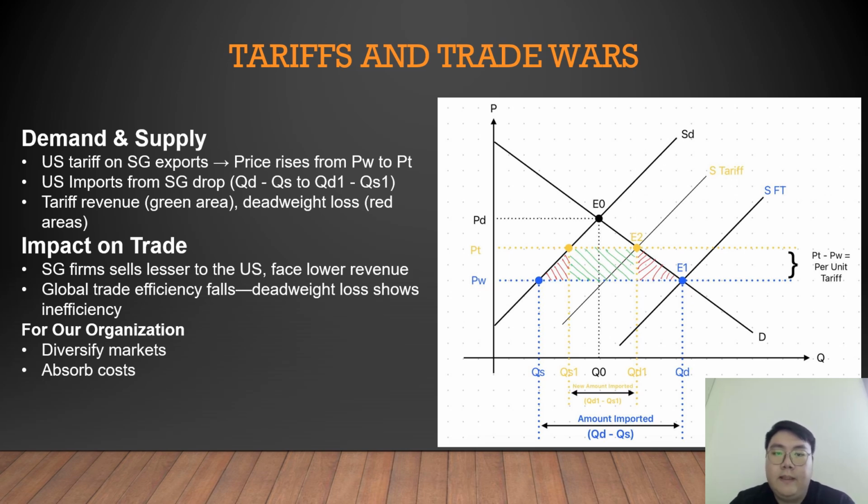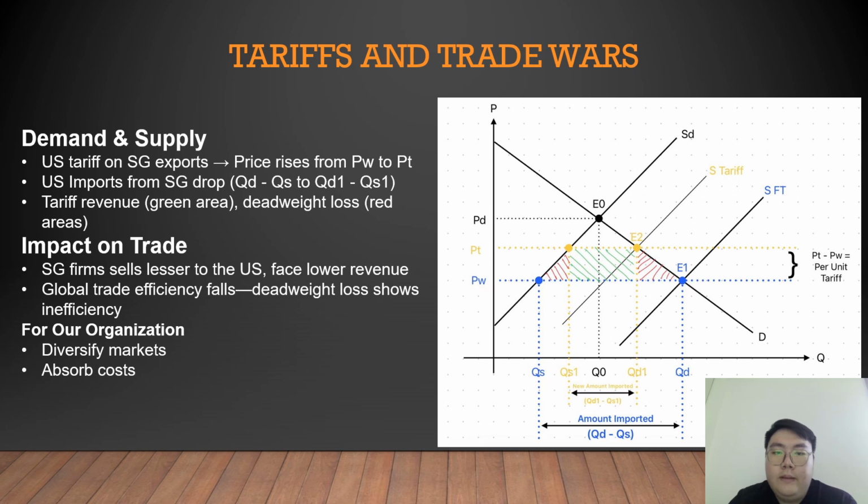Looking at the diagram, Singapore supplies the good at the world price PW, where the equilibrium with the demand curve is at E1. At this low price, US demand is high and can be represented as QD, but domestic supply is low since there are fewer suppliers willing to supply at a lower price. Thus, US domestic supply can be represented as QS. With that being said, at PW, there is higher demand than supply in the US, resulting in the US importing from other countries such as Singapore the difference between demand and supply, which is QD minus QS, as seen in the diagram. QD minus QS is the amount imported by the US from Singapore.